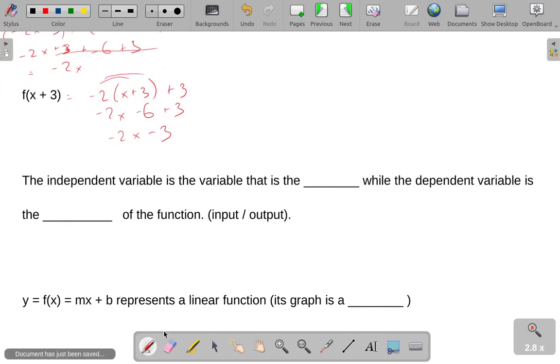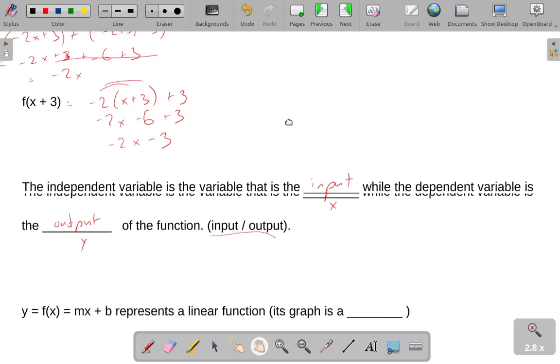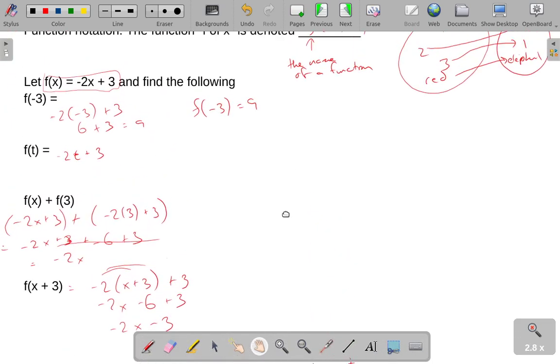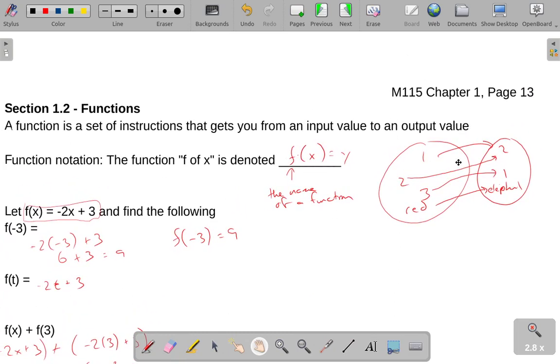All right, when we're talking about these functions, the independent variable is the variable that is the input, and the dependent variable is the output. Usually this ends up being x, this ends up being y. And you can see I said input, output, just to remind me what I was looking for when I formed this question. Input and output. The reason I say this is because, like I said, these instructions go from the input to the output.